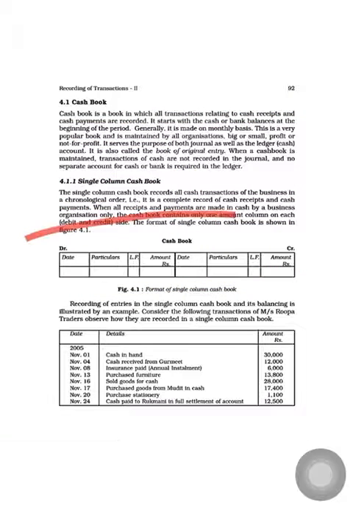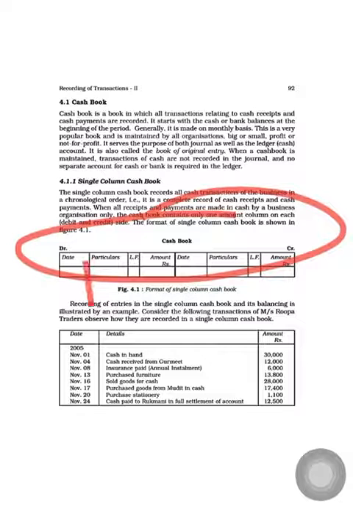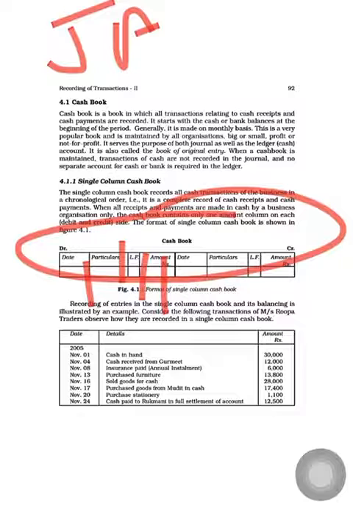Here we can see the format. First of all, date, particulars, LF. You will also create a column like VN after LF, then the amount, and again date, particulars, LF, VN, amount. LF can be replaced with JF, because it should be general folio, not ledger folio.